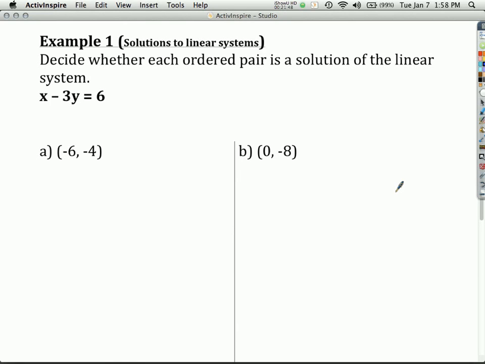You said that beautifully. You plug in the ordered pair for the x and the y and see if it comes out true. So we're going to take this x value, put it there, put this y value here, and see if it makes a true statement. If it does, then we know that it works. So let's do that first. -6 minus 3 times -4, and we're asking ourselves, does that equal 6?